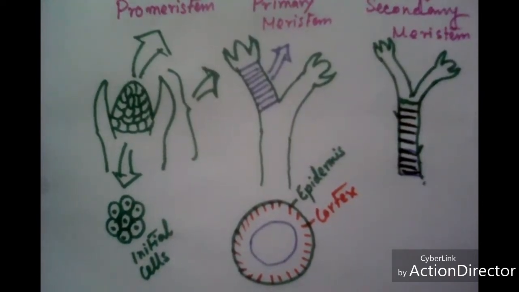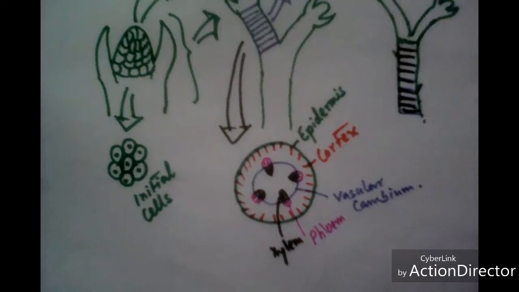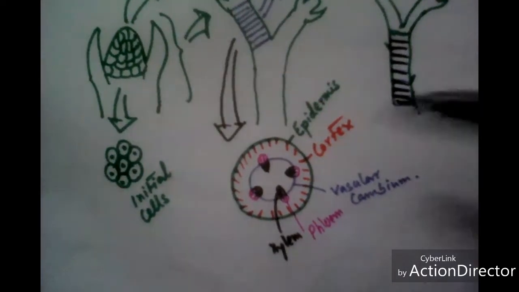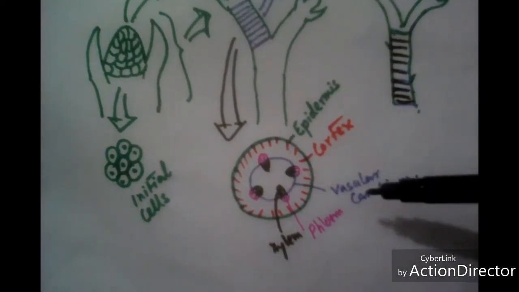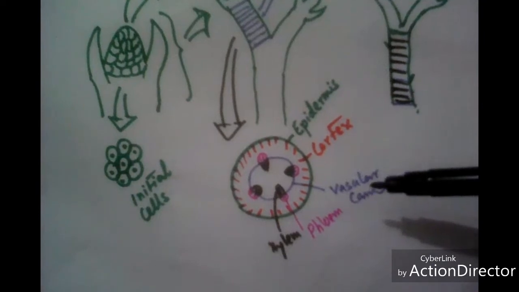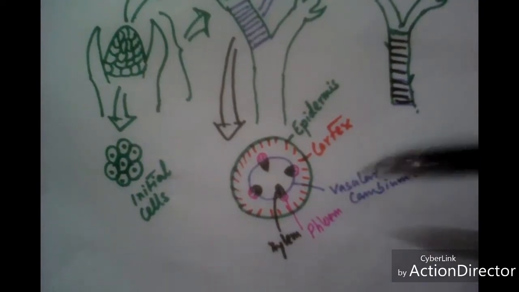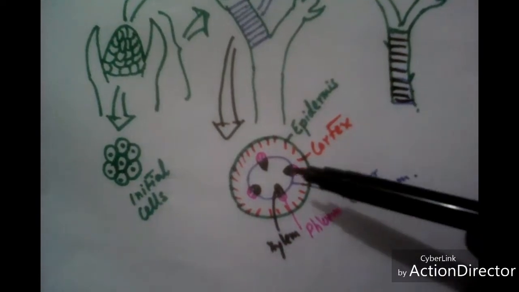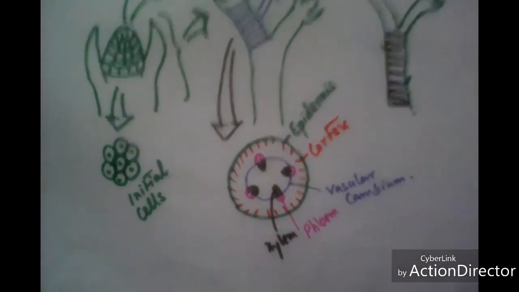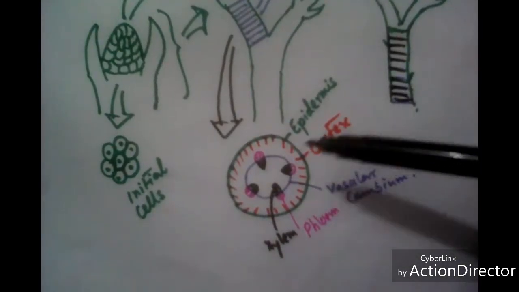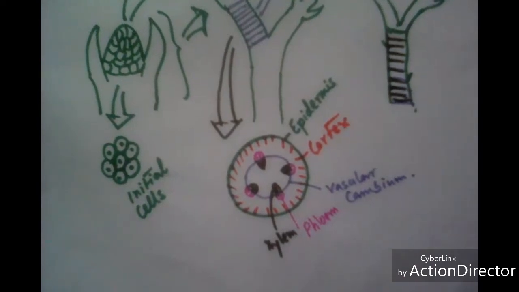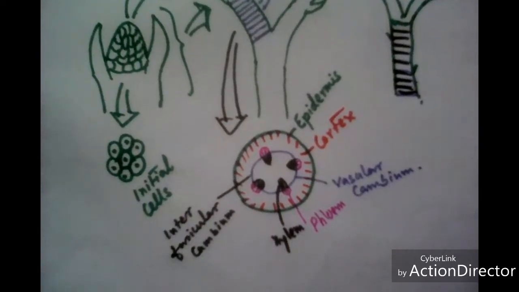Here two types of cambium are present. Cambium between phloem and xylem is called vascular cambium, and cambium between two vascular bundles is called interfascicular cambium, and next to the vascular bundle, pith is present. So this is primary meristem.